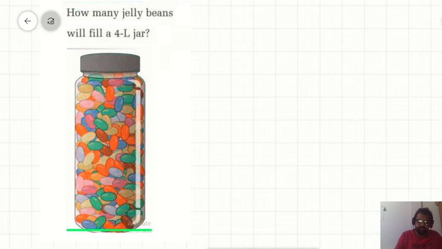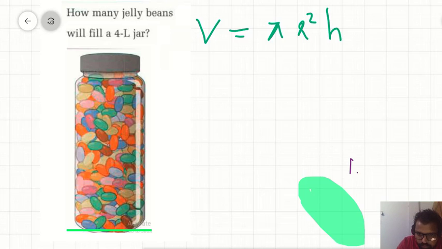What shape is a jelly bean? It is roughly the shape of a cylinder. It is about 1.5 centimeters long and about 0.5 centimeter in radius. So let's find the approximate volume of a jelly bean. The formula for the volume of a cylindrical shape is equal to pi r squared h. 1.5 centimeters long and 0.5 centimeter is its radius.